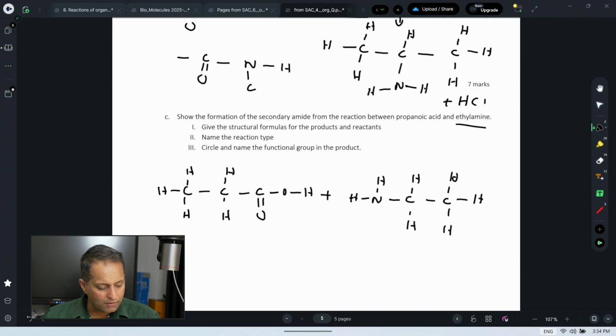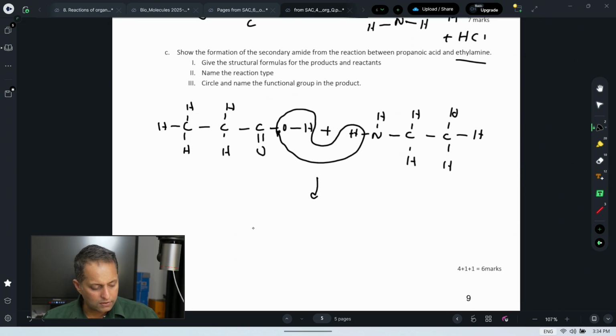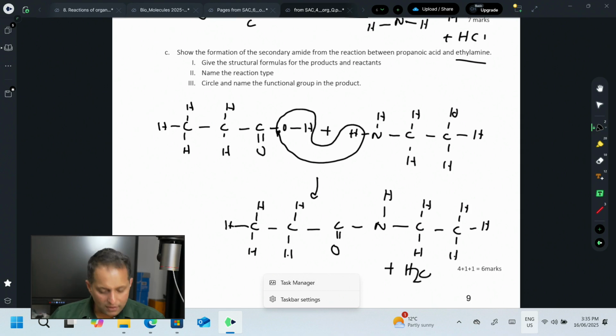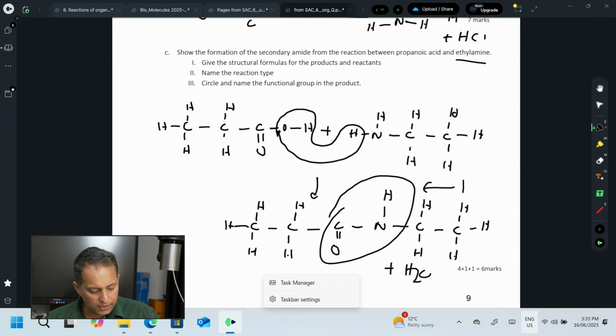Now we are ready to do the condensation part. H is going to go away, and water is going to come out. Now we are making the secondary amide. You see that? This is the carbon part of that. What else are you going to form? H2O. So this is the secondary amide, the peptide functional group.